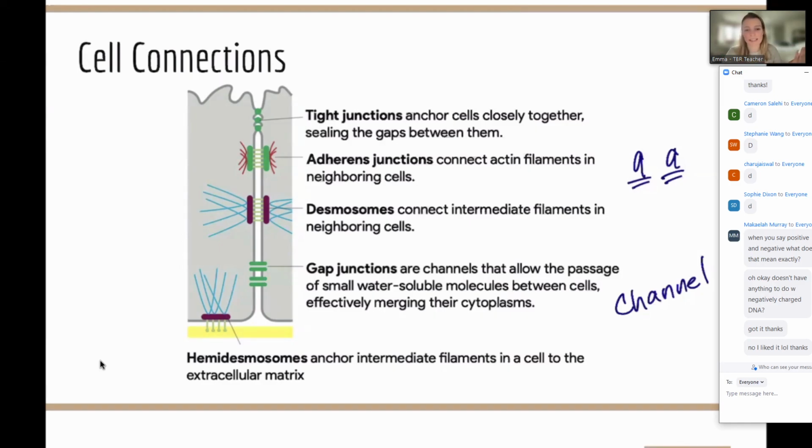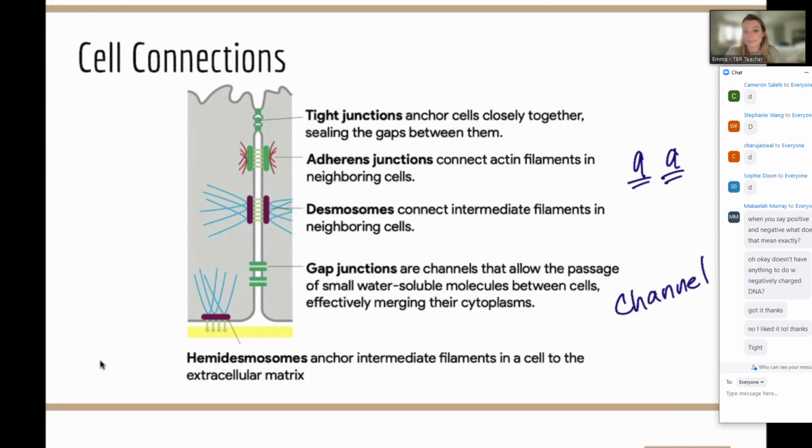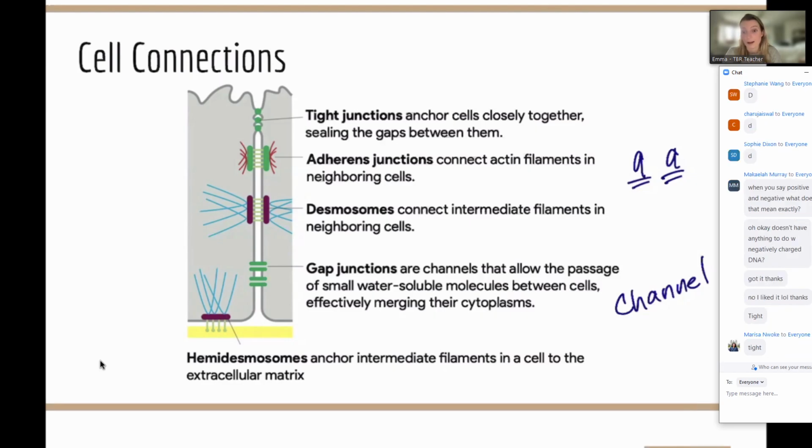So here I'll ask it as this question. With epithelial cells, we want all of those cells to be really tightly connected to each other. What are we most likely going to use? A tight junction, a desmosome, or a gap junction? Yeah, we're going to use tight.